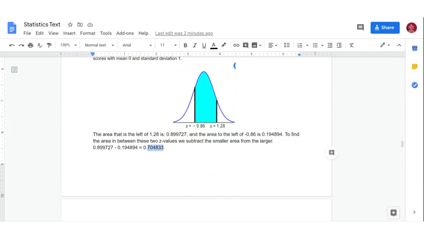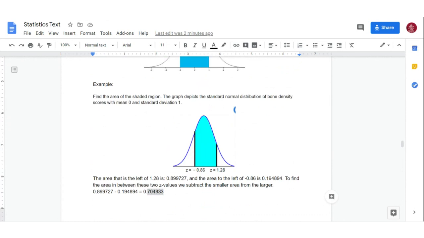It's just that if you take out on this one, you got to put back in the infinity thing. But you can put the lower and the upper boundary on there, the negative 0.86 and the 1.28, and you'll get this in one swoop if you want.